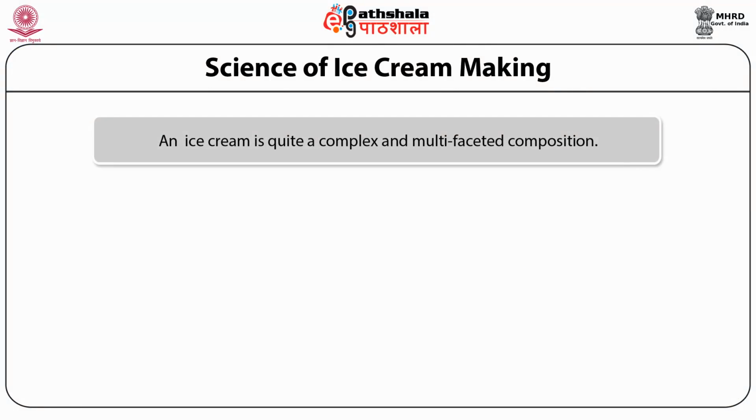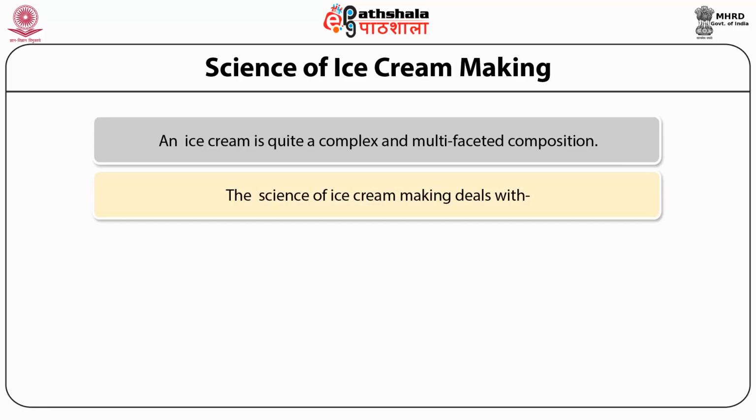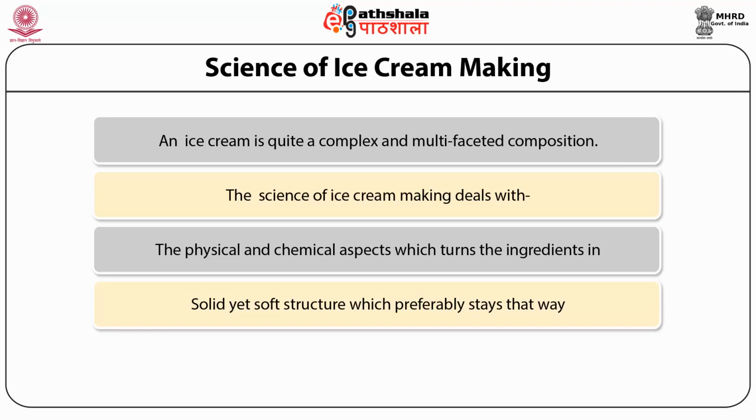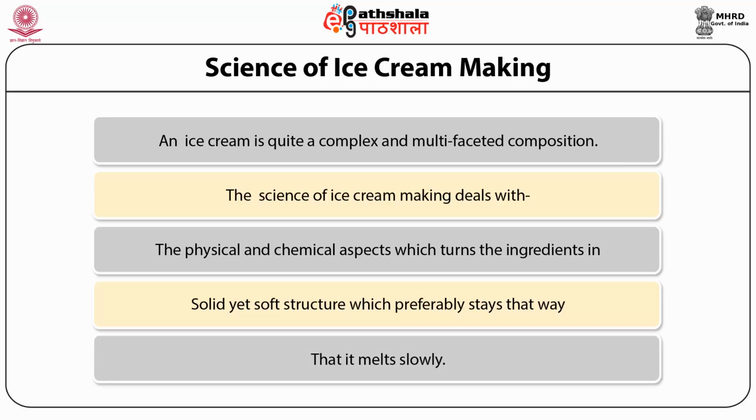After knowing about basic qualities of ice cream, let us know how ice cream turns into such a product. That is, what is the science behind ice cream making? Ice cream making deals with the physical and chemical aspects of milk and other added solids, which turn them into a solid yet soft structure that melts very slowly, giving a pleasant mouthfeel.